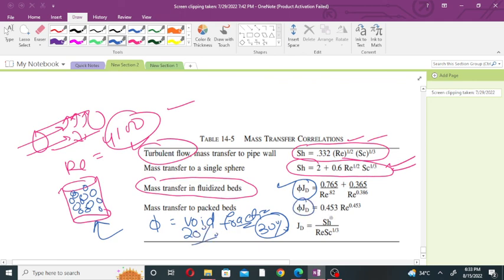Similarly, this is also a correlation for mass transfer to a packed bed. So if a packed bed is used, then you can use this correlation. This is the Sherwood number, Reynolds, Schmidt number, and this is the Colburn J factor.